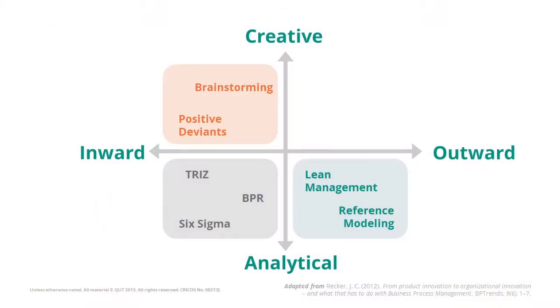The last quadrant is the quadrant where you would combine creativity with an outward-looking view. Crowdsourcing would be a good example. If you ask people outside your organization to think about the things that they would like to get from your organization, it gives you an outsider's perspective on the processes that you want to execute.